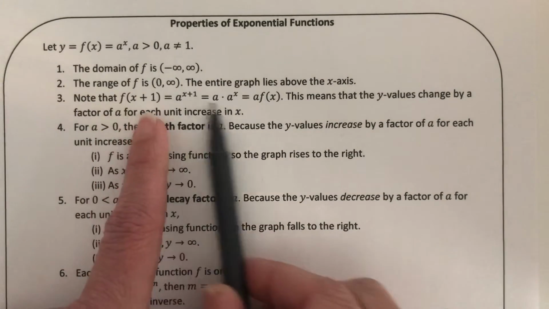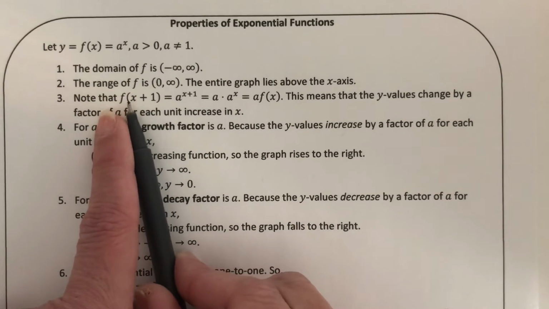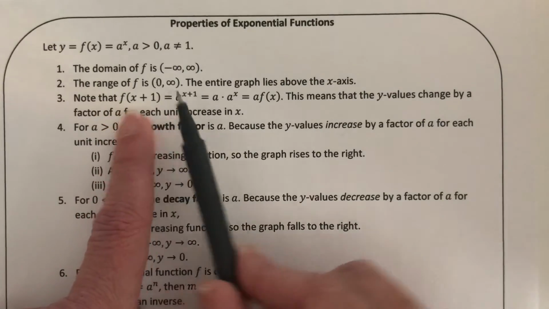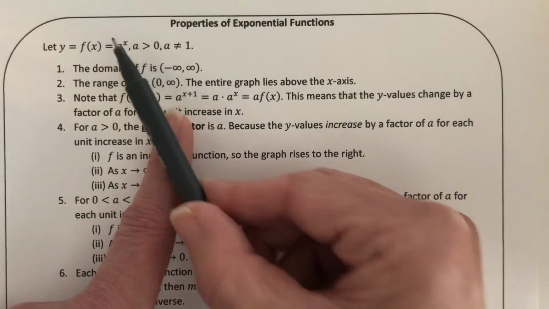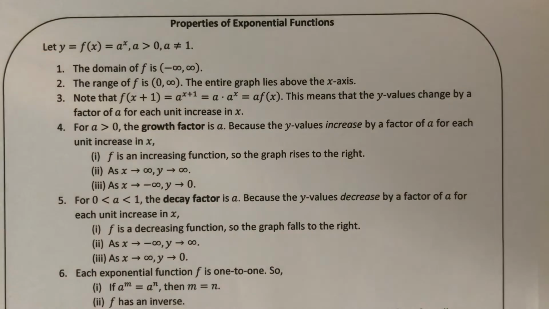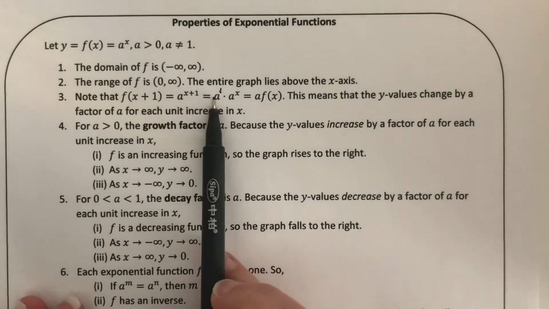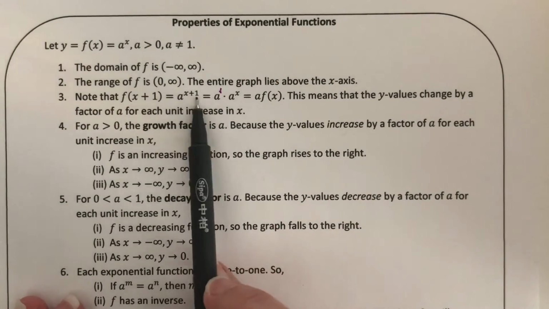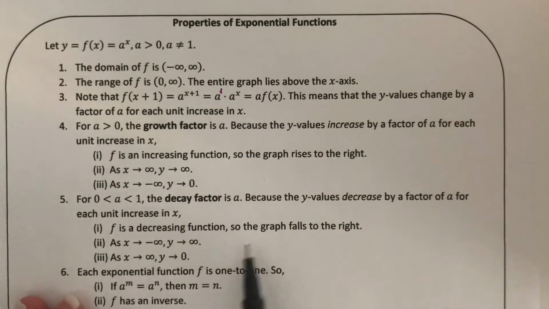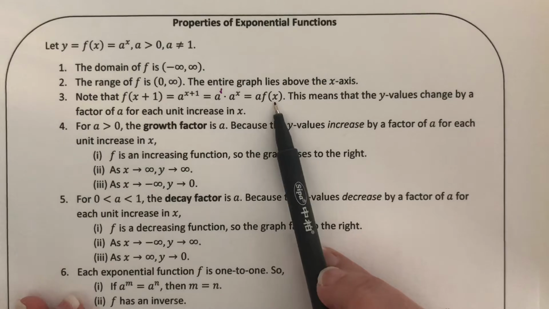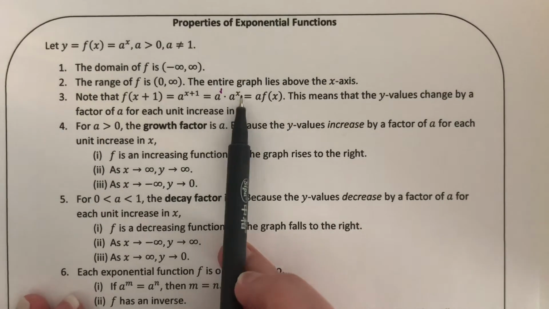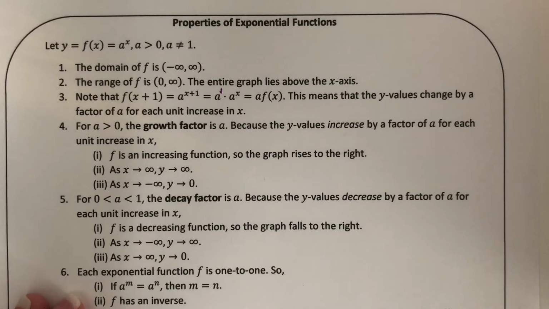Now look here. This comes from definitions of exponents, our exponent rules. F of x plus 1. That would mean that you plug in x plus 1 up here instead of x. And by definition, this is the same thing as this because that's x to the first power right there. And by exponent rules, if you're multiplying, you'd add those back together. So this is the same as this, which is the same as a times f of x because that's f of x. So what this means is that the y value changes by a factor of a for every unit increase in x. So really, we're just multiplying by a every time we increase.